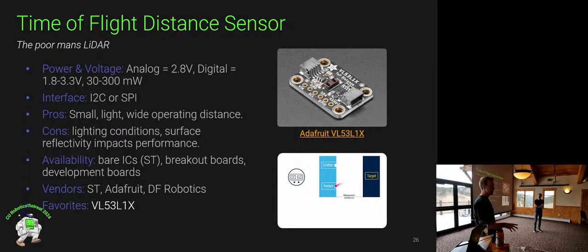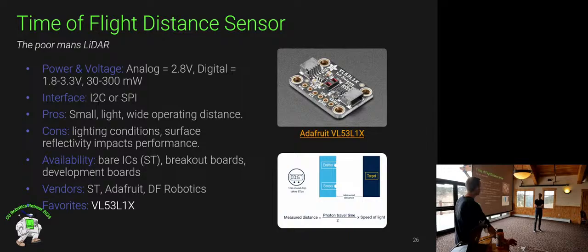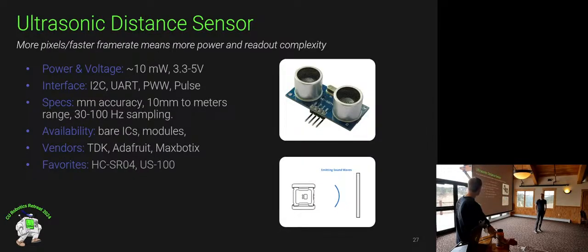Unfortunately, ambient lighting conditions do impact this. Like if things are really sunny and bright, or the object you're shining at doesn't reflect very well or absorbs a lot of IR, that's going to change your reading sensitivity. But these are cheaply available. They're small. You can buy them as ICs. So I use these a lot on different systems. They're pretty cool, and they sample pretty fast, so you can go over 60 to like 100 hertz.